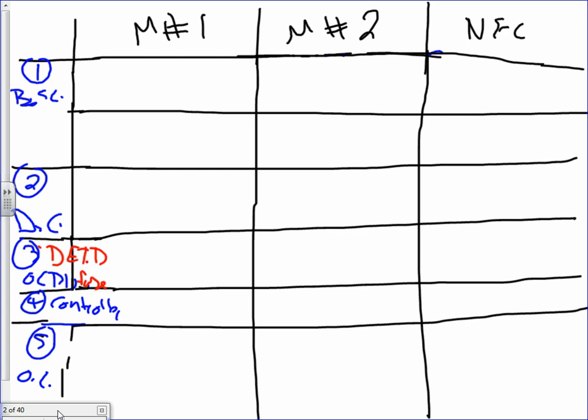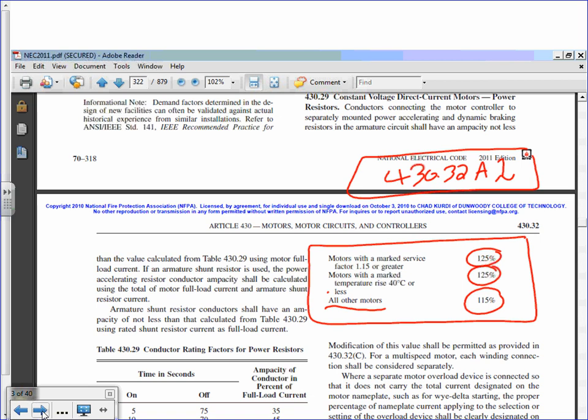I had a couple of pictures for you, just a quick reminder, so we can get the full load current and so forth. The first one is the overload. When we size the overload, here's a reference: 430.32(A)(1). If the motor service factor is 1.15 or greater, you multiply by 1.15. If the temperature rise is 40 degrees Celsius or less, you multiply by 1.25. All other applications, you multiply by 1.50. Cool? Remember that one?